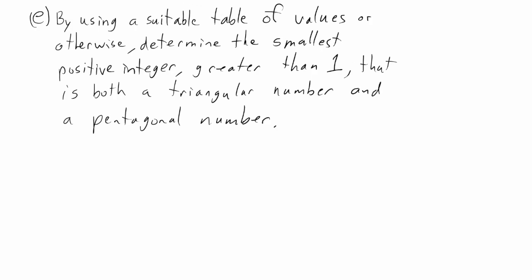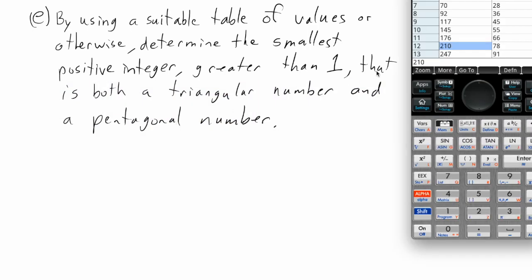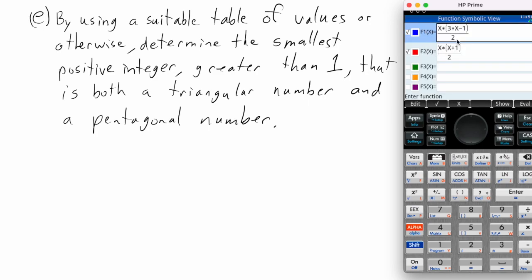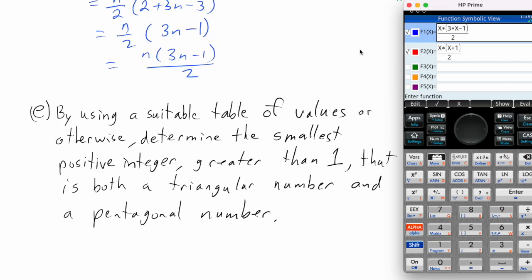Okay, in this next question, by using a suitable table of values or otherwise, determine the smallest positive integer greater than 1 that is both a triangular number and a pentagonal number. So the otherwise, you could set up some complicated quadratic and figure it out that way using the discriminant. But they suggest using a table of values, and that's pretty easy, so let's do it that way. So I'm going to type that into this calculator here. On the HP Prime under function, I just type in the two functions. So the second one is triangular numbers. The first one is pentagonal numbers, as we saw from the previous part.